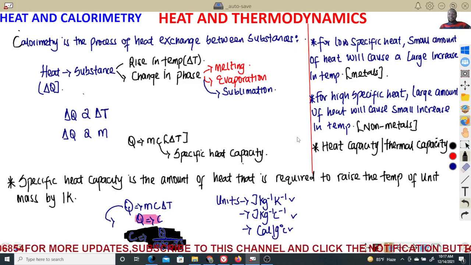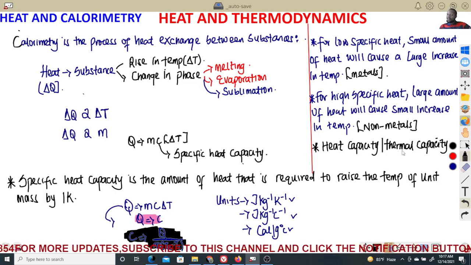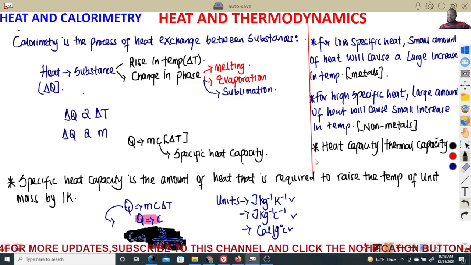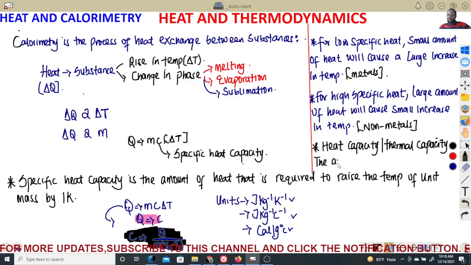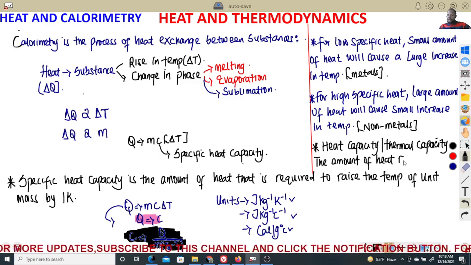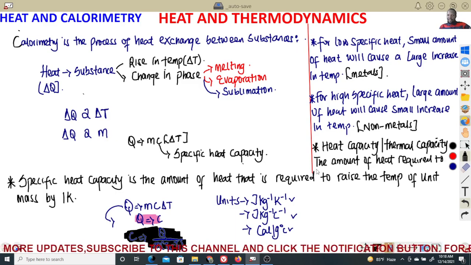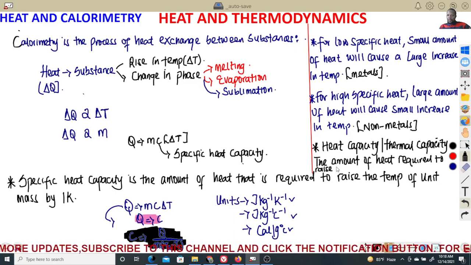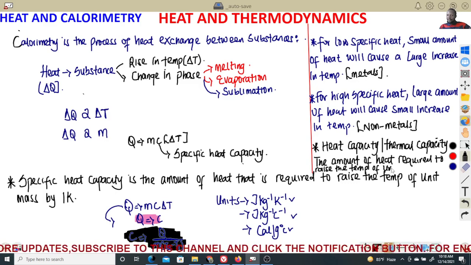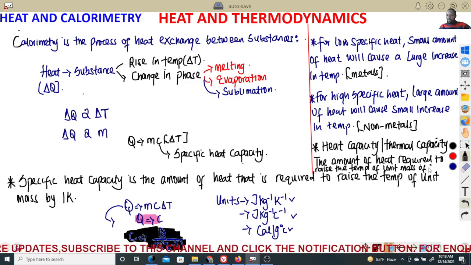Now, the heat capacity of a substance, from junior classes or earlier classes, you have defined it as the amount of heat, also called thermal capacity of a body. The heat capacity of a body or of a substance is the amount of heat required to raise the temperature of unit mass of a body.